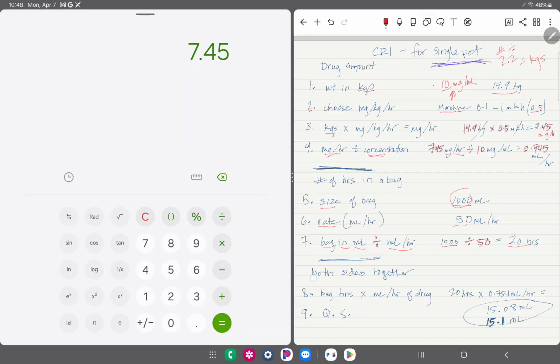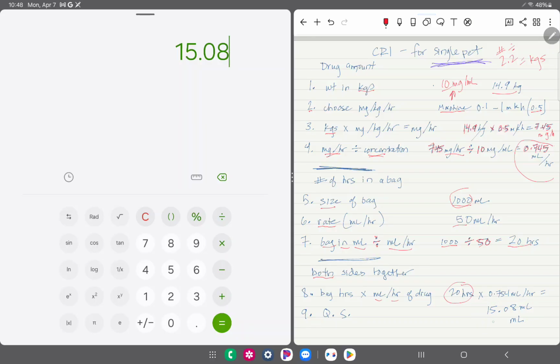So if we put both sides together now, you've got the bag hours that you just figured out, 20, times the mil per hour of the drug we figured out, which is way back here, 0.754 mil per hour. And when you do that math, let's go ahead and do that math. 20 times 0.754, and you get 15.08. Rounding is absolutely allowed because our lives would be silly without it.